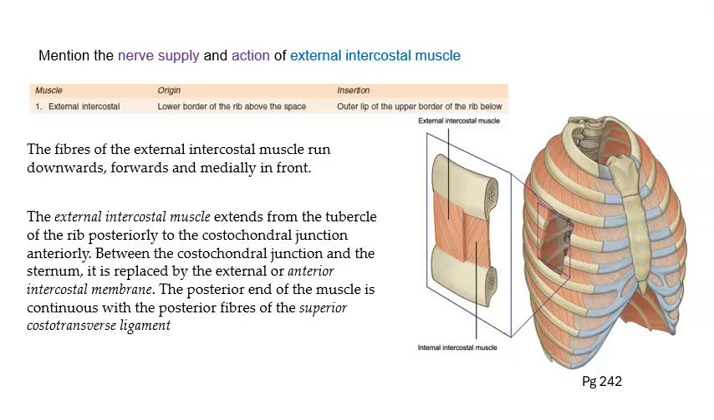But in this, what are we focusing on? We're focusing on the external intercostal muscle. So where is it originating and inserting? From one rib above to the rib below, it will originate and insert. Okay, so if you want, you can mention some things.